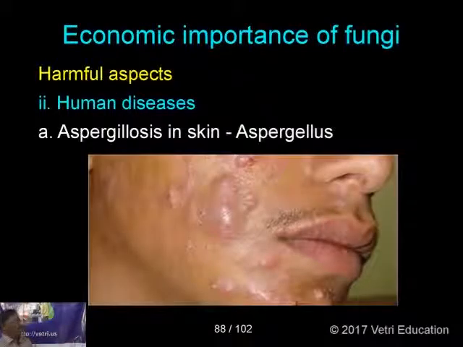Regarding the harmful aspects, the human diseases: one is aspergillosis in skin by Aspergillus niger. So Aspergillus niger causes skin disease. In the diagram you can find some reddish patches on the cheeks of this person. It is also contagious when it is irritating. If you use the nails, and if the same nail is used in another place, it will be contaminated, from one place to another place. This is aspergillosis caused by Aspergillus.